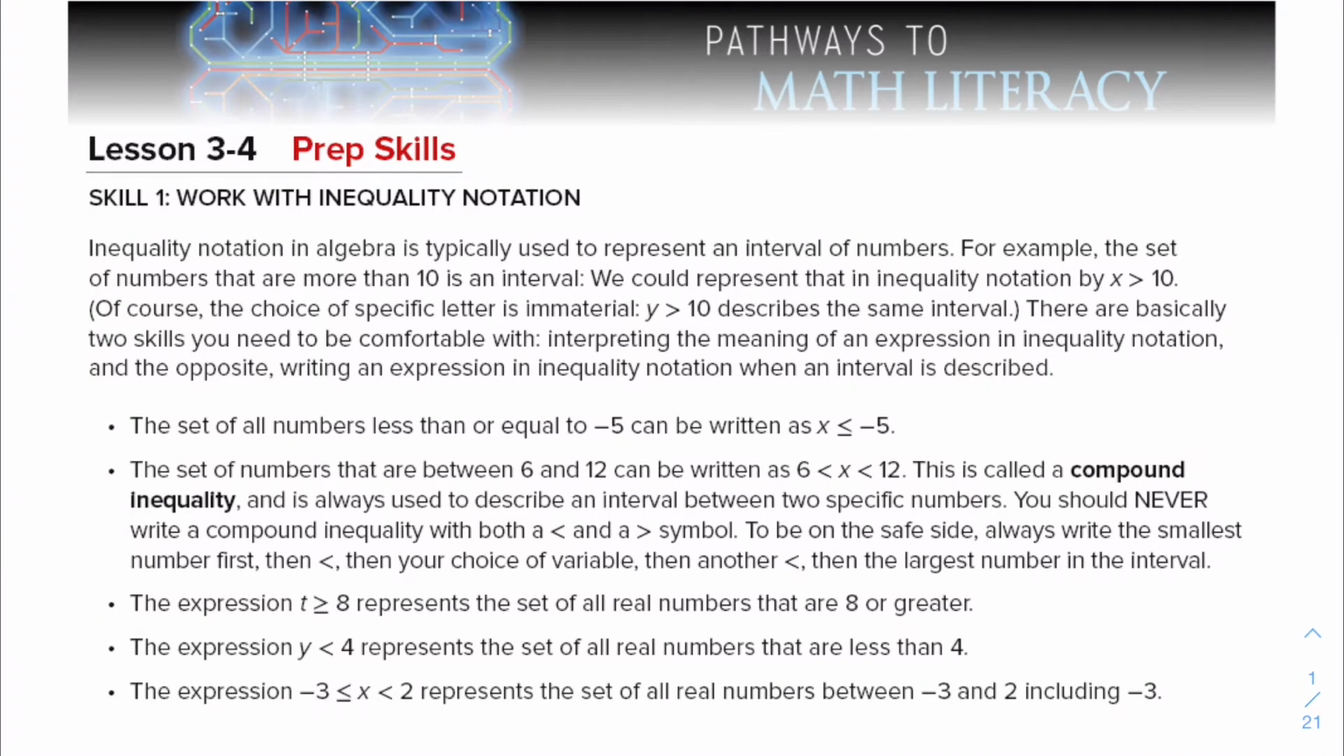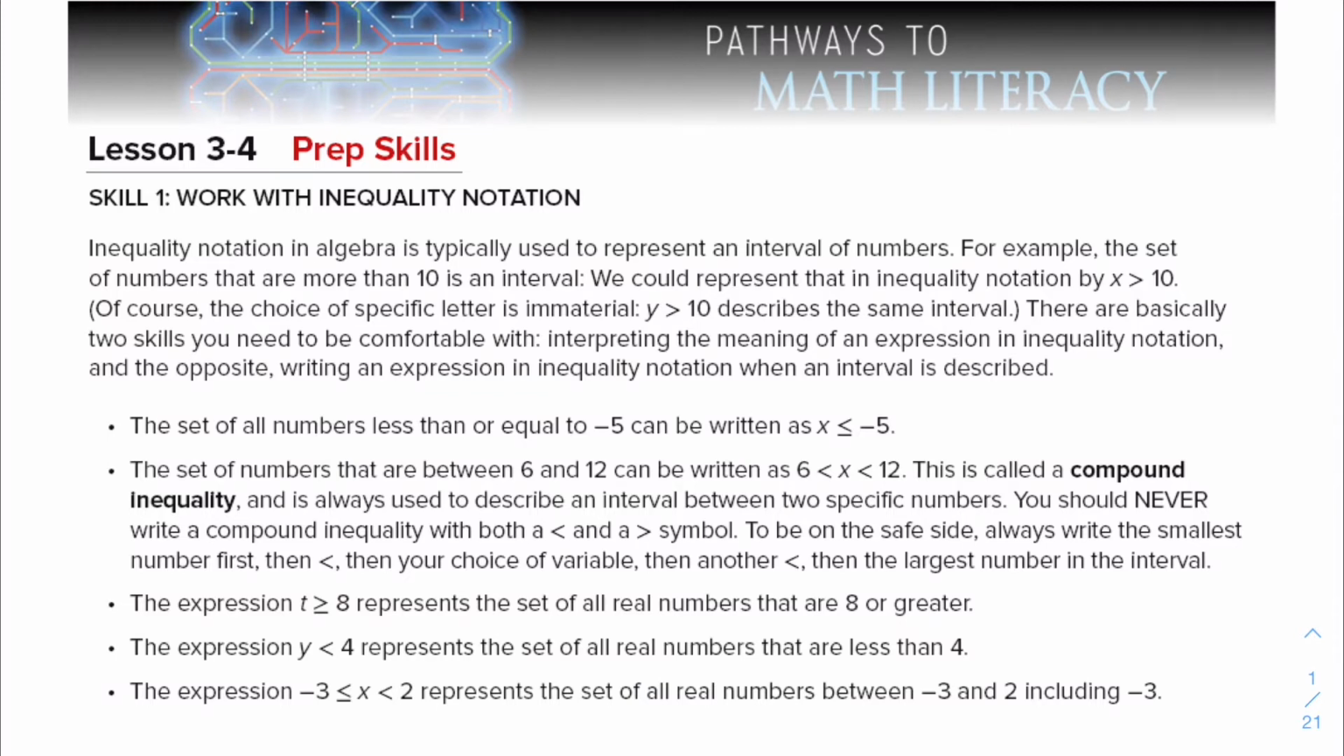So in this video, we're going to go through lesson 3-4. We're going to start with our prep skills. In our previous lectures, we've learned just what those inequality symbols are, the less than, greater than, and then you could add the equal to.